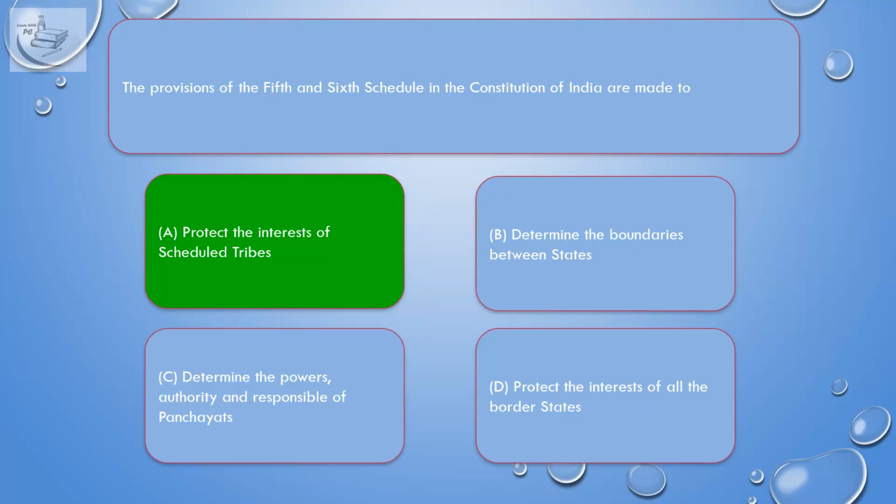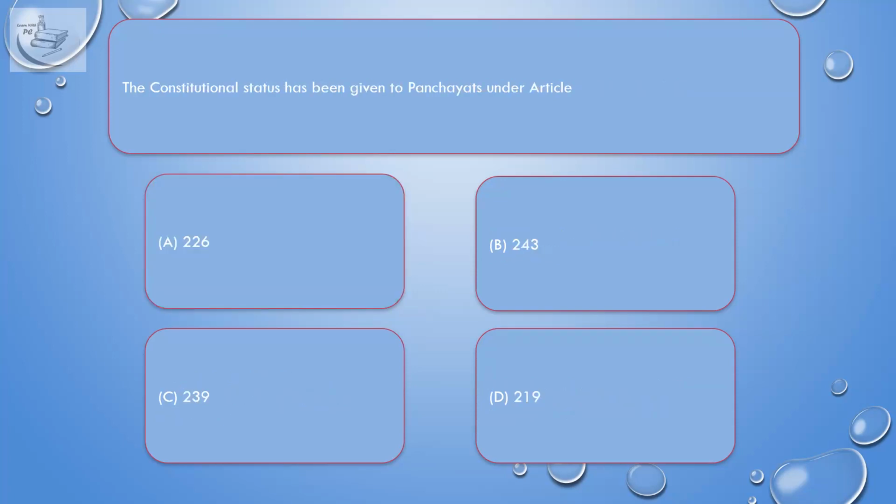Correct answer is A. Protect the interests of scheduled tribes. Question: the constitutional status has been given to panchayats under Article A. 226, B. 243, C. 239. D. 219.